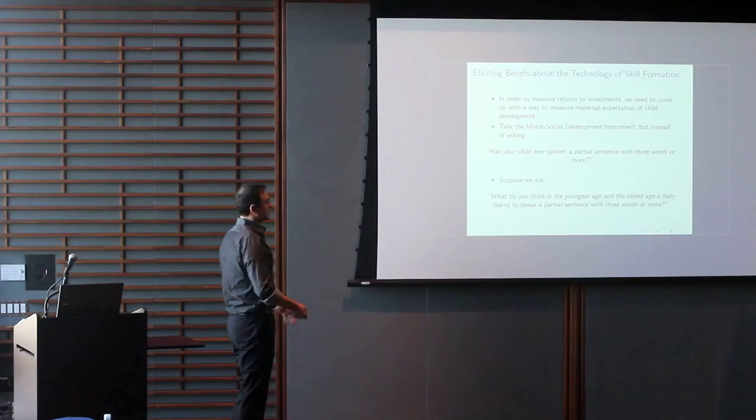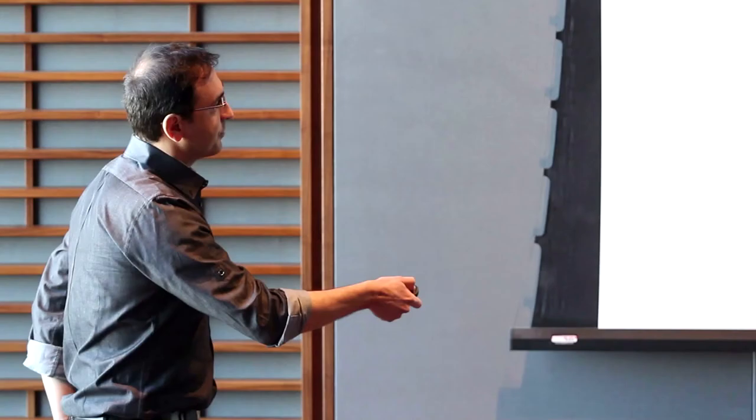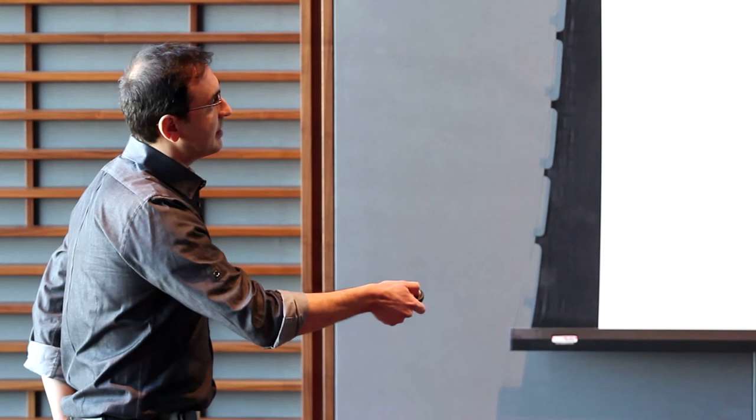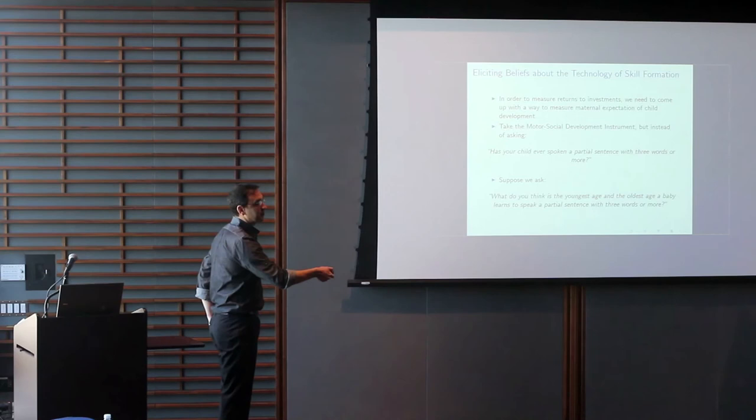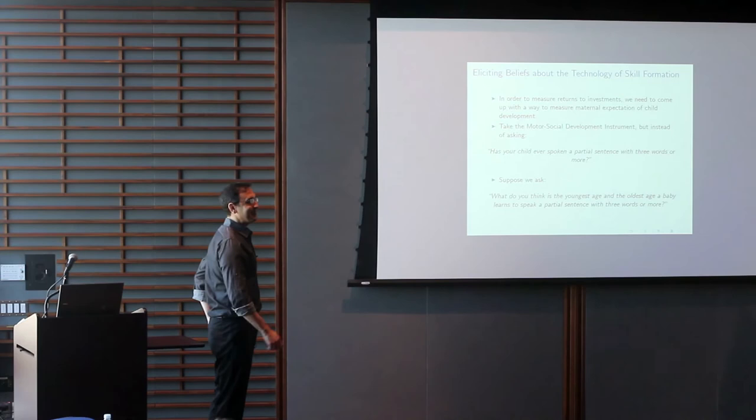and she's pregnant. She's waiting for her prenatal visit. Most of them, the majority of them, are actually pregnant for the first time. What do you think is the youngest age and the oldest age a baby learns to speak a partial sentence of three words or more? That's the question I'm going to ask them. Not your baby. I mean, this isn't a forecast. A baby. Right. You're going to see that I'm going to worry about that. The other question was about your baby. Right. You're going to see.